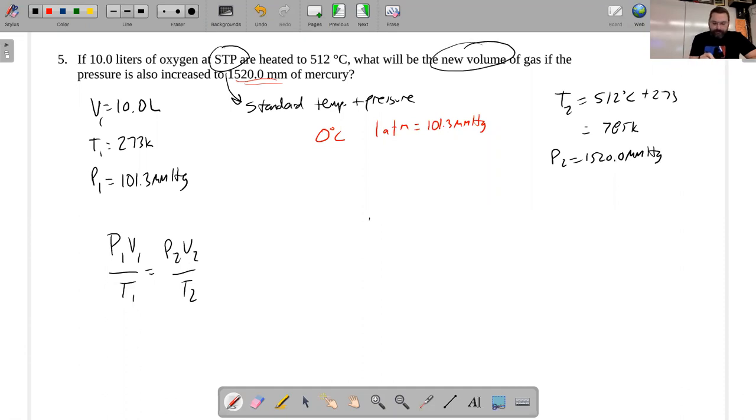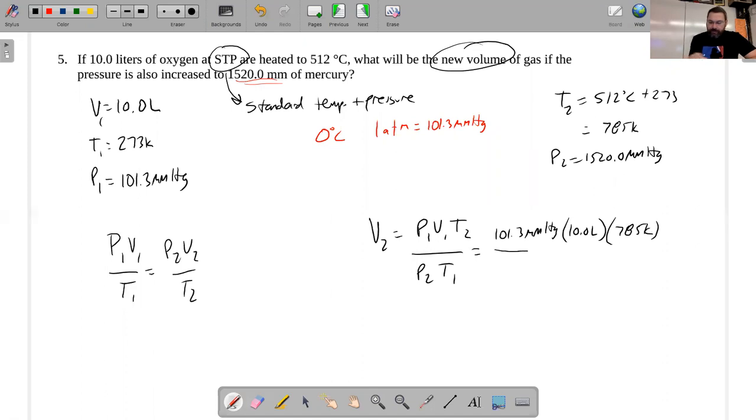So that's V2. V2 is P1 V1 T2 over P2 T1. You just algebraically solve for V2 by multiplying both sides by T2 and dividing both sides by P2. So it's the starting pressure, 101.3 millimeters of mercury, the starting volume, 10 liters, the final temperature in Kelvin, 785 Kelvin, the final pressure, 1520 millimeters of mercury, and the starting temperature, 273 Kelvin.